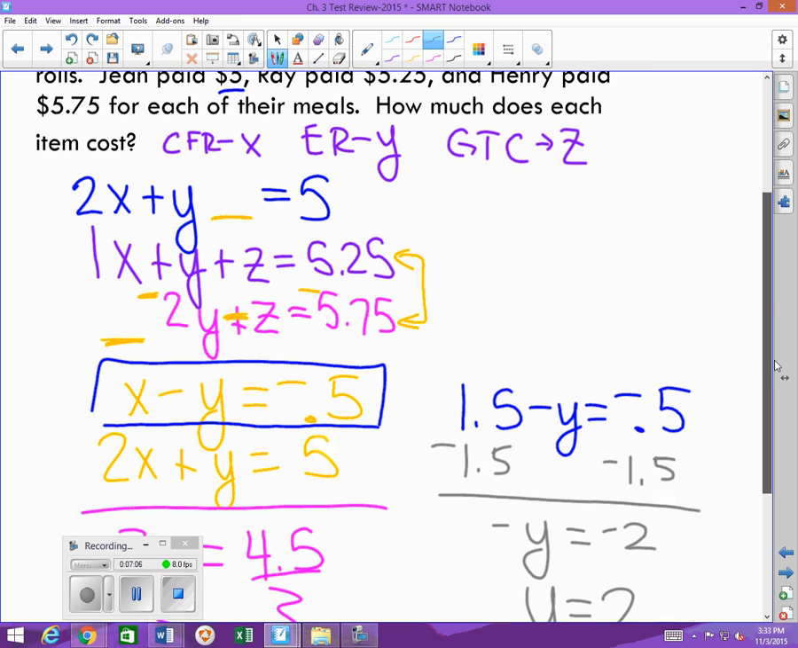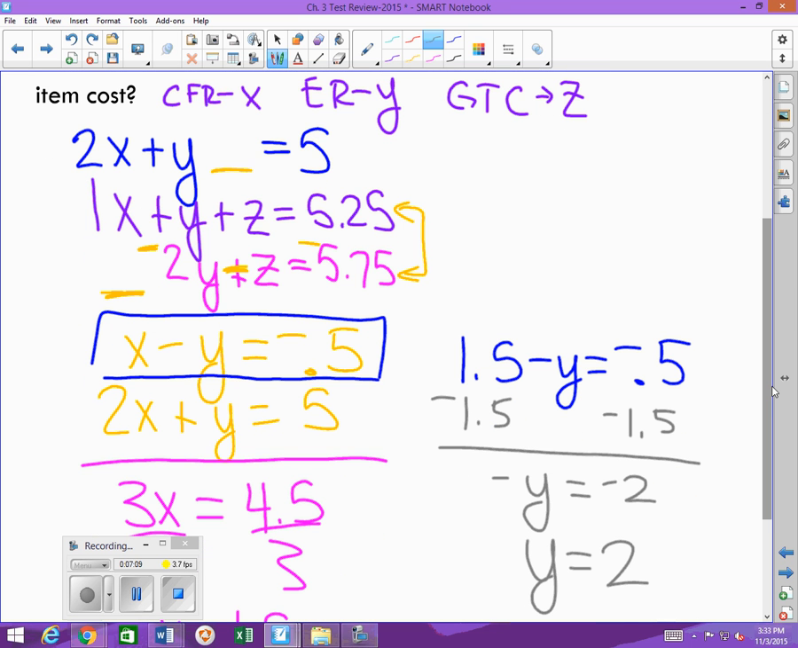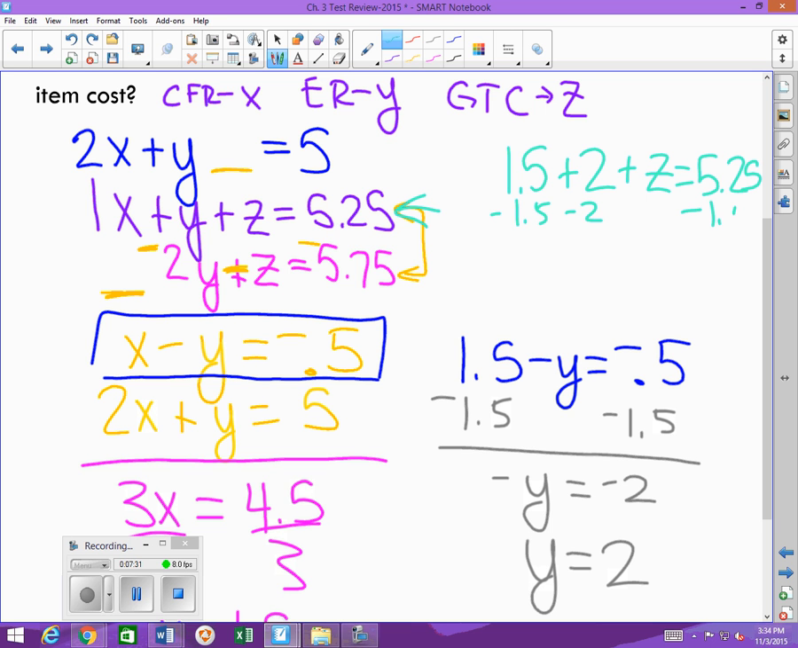So now I have to figure out what z is. And I will use the middle equation here to find z. So x is 1.5, y is 2, plus z equals 5.25. And subtract 1.5 and subtract 2. And z is going to equal 1.75.